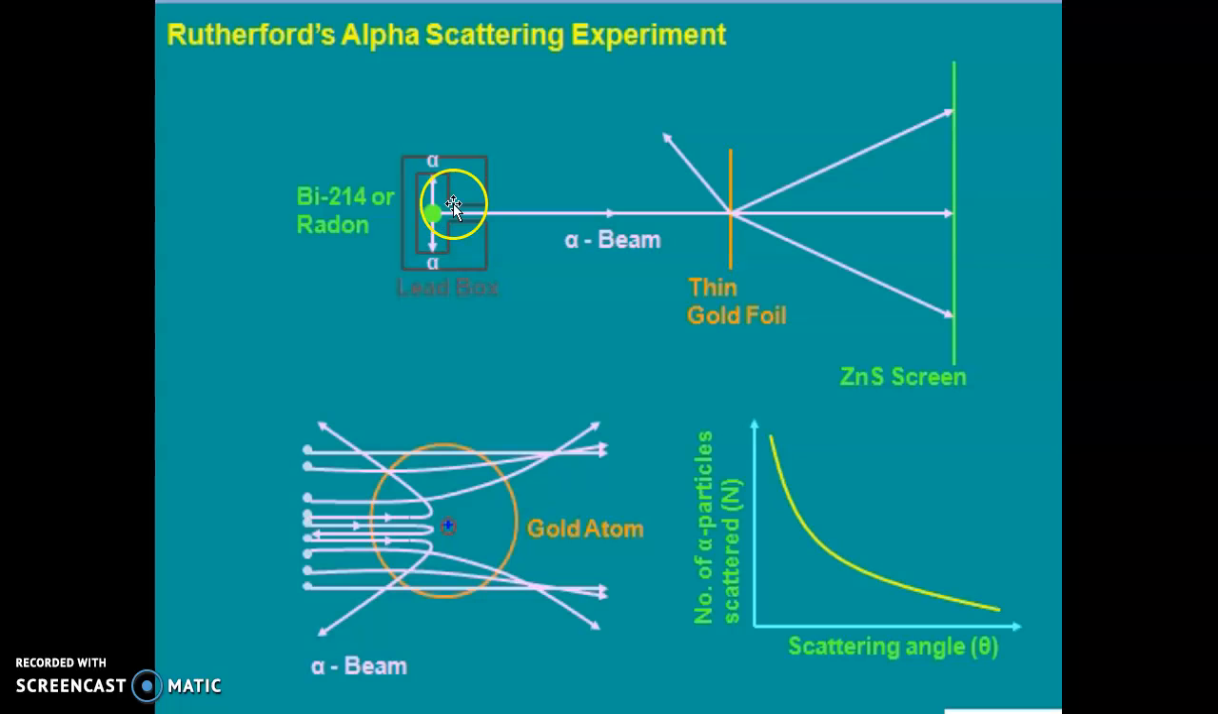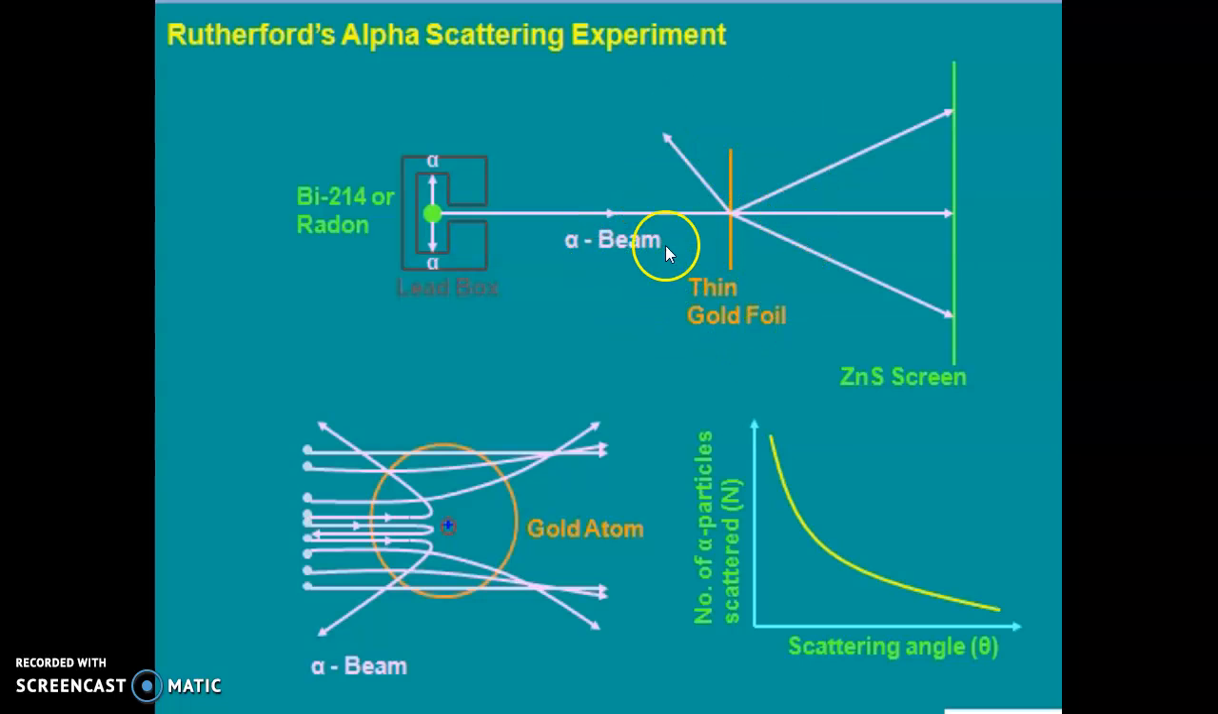There is a thin gold foil and there is a ZnS screen. It is a fluorescent screen. Whenever any radiation strikes this screen, there will be spots on the screen, and there will be a pattern that can be visualized later. That's why we use a ZnS screen. So the alpha beam is emitted by this radon, and it is made to fall over the thin gold foil.